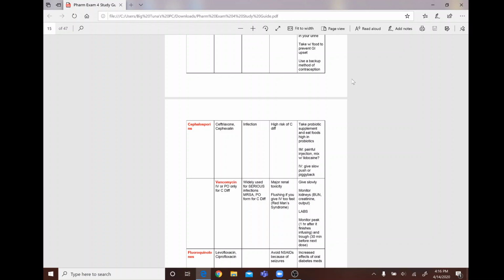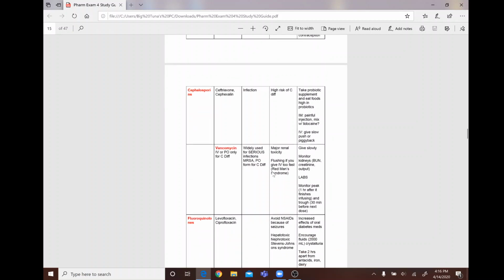What do we know about IM cephalosporins? They're painful, and you're going to mix them with lidocaine. What do we know about IV cephalosporins? I'm going to give these slow push or piggyback.